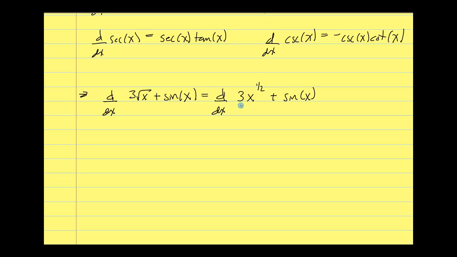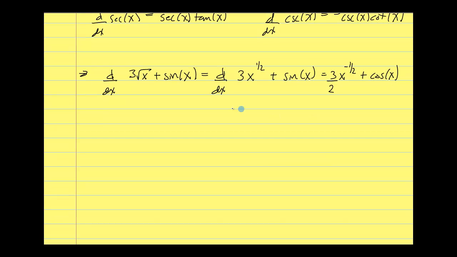One thing that I'd like you to remember here, the 3 is not raised to the 1/2, just the x is. So when I take this derivative, I bring the 1/2 down, so I get 3/2 x to the negative 1/2. The derivative of sine of x is cosine of x. And always put parentheses around the arguments of your trig functions.